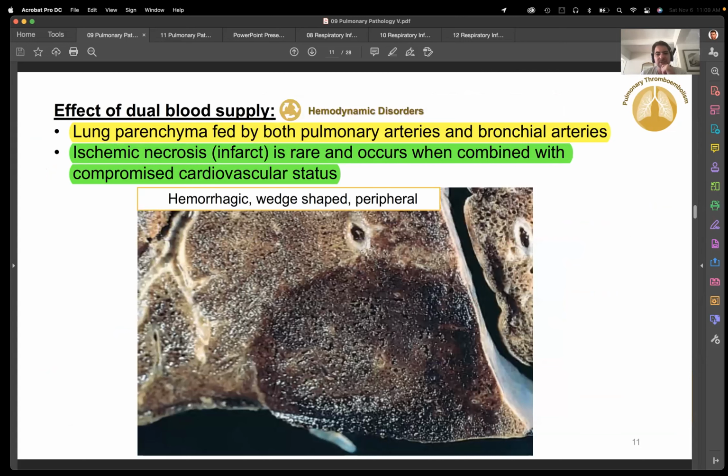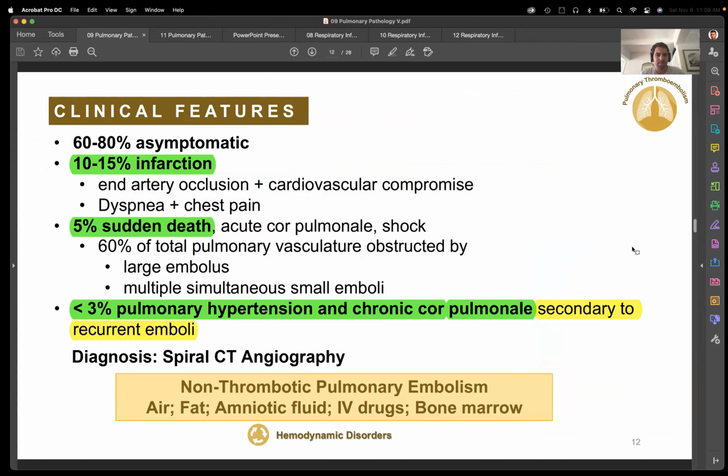Right, and this is characteristic. This is some sort of necrosis here in the lung, this ischemic infarct that you can see here. So if they give you a picture of this, you should be able to identify that this is the lung.